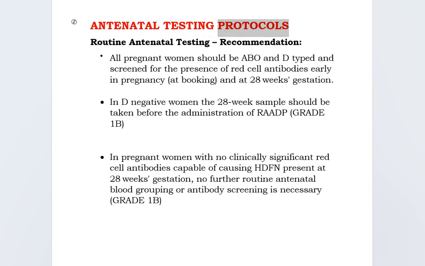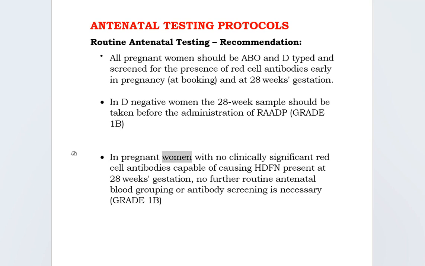Antenatal testing protocols. Routine antenatal testing. Recommendation: all pregnant women should be ABO and D typed and screened for the presence of red cell antibodies early in pregnancy, at booking, and at 28 weeks gestation. In D-negative women, the 28-week sample should be taken before the administration of RAADP, Grade 1B.